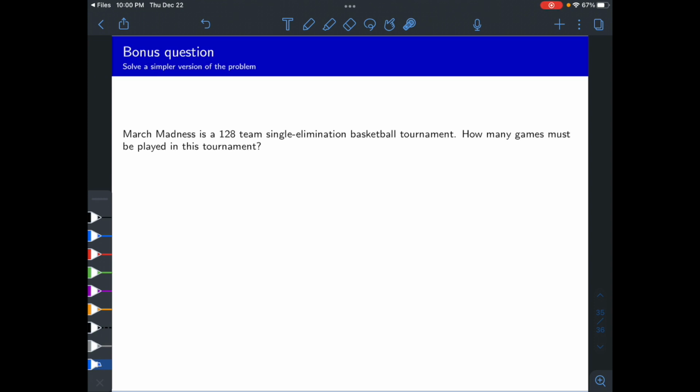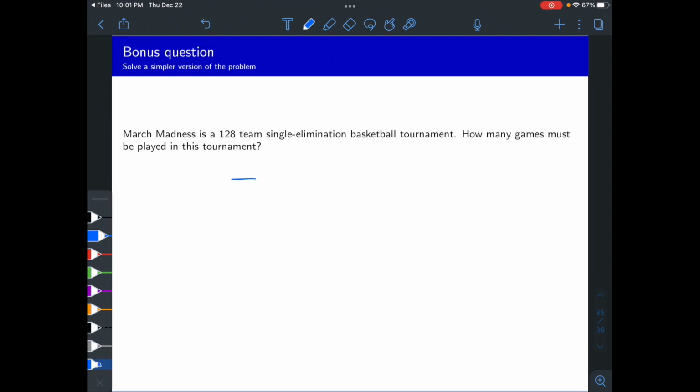Okay, so March Madness. So every March they have this 128 single elimination basketball tournament. Okay, so how many games must be played in this tournament? So in the tournament, they'll usually just bracket it off. And I think that it's not exactly 128 anymore. I think they have wild cards, but it doesn't really matter for the sake of the problem.